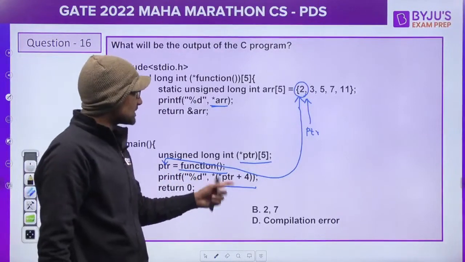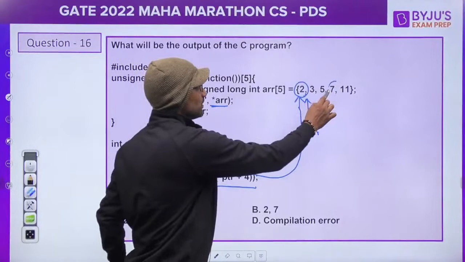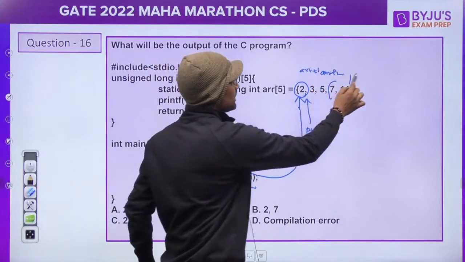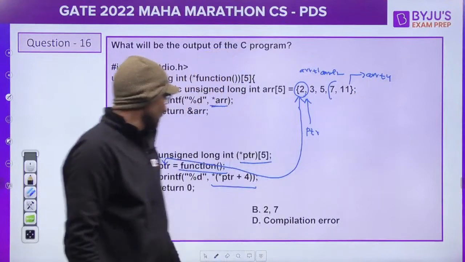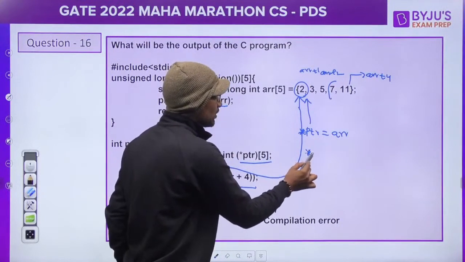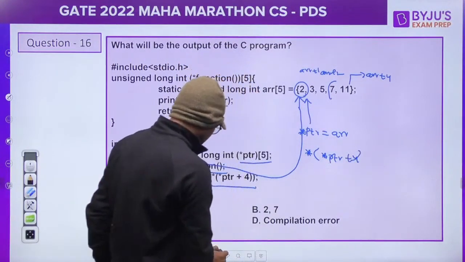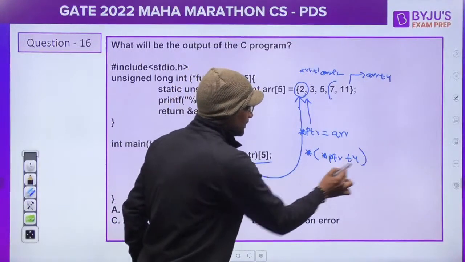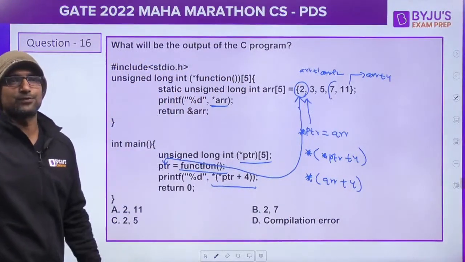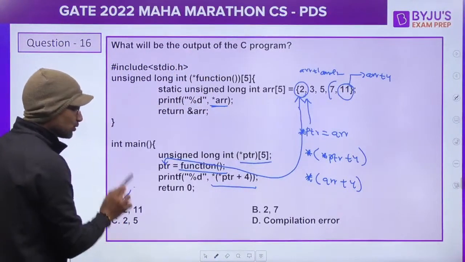Now star of star PTR. Star PTR means again the array address plus 4. So this would be ARR plus 1, ARR plus 2, so here this would be ARR plus 4. So star PTR means you will get ARR. So star of star PTR plus 4 means star of ARR plus 4. So what is the value at this ARR plus 4? 11. So you will get 2, 11.